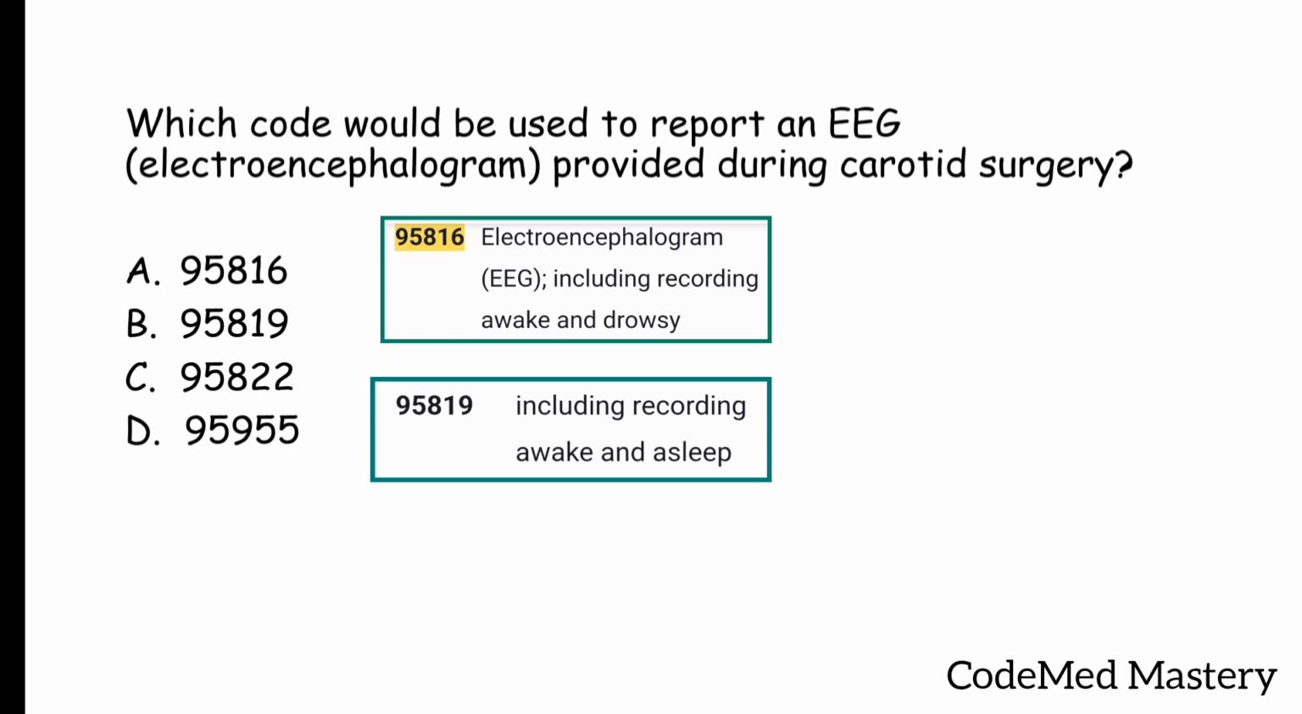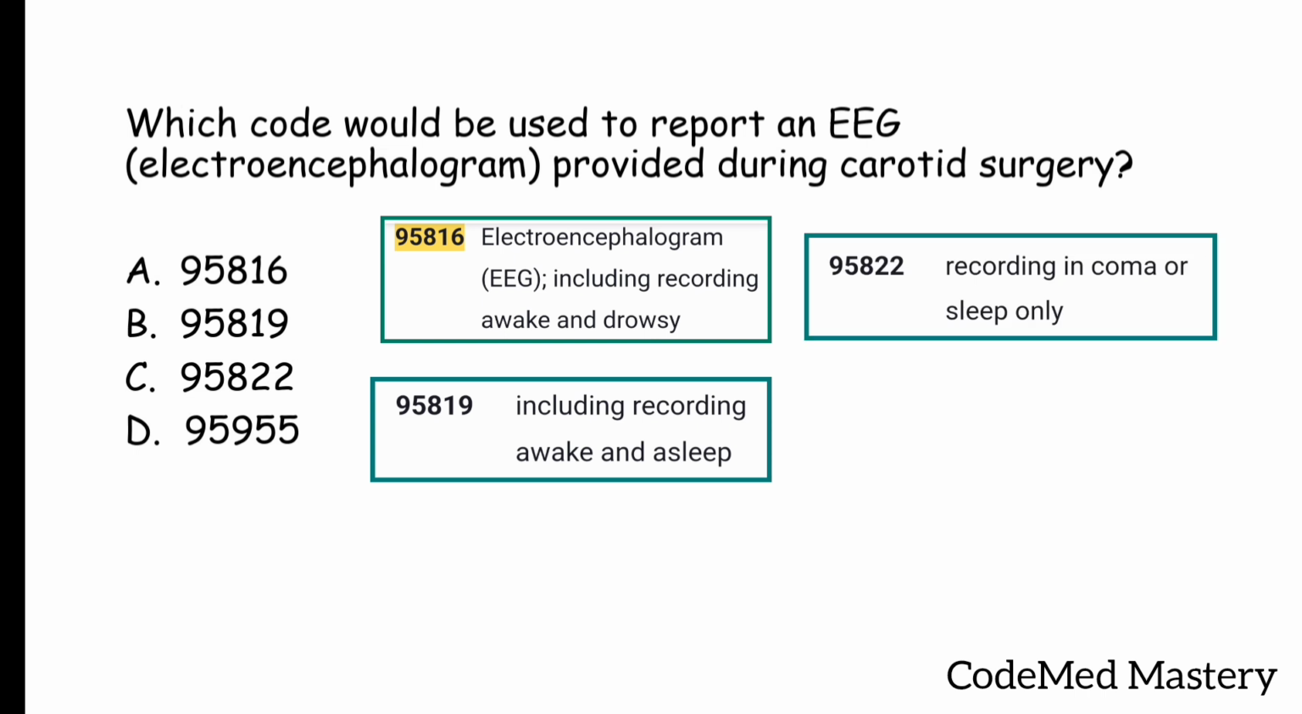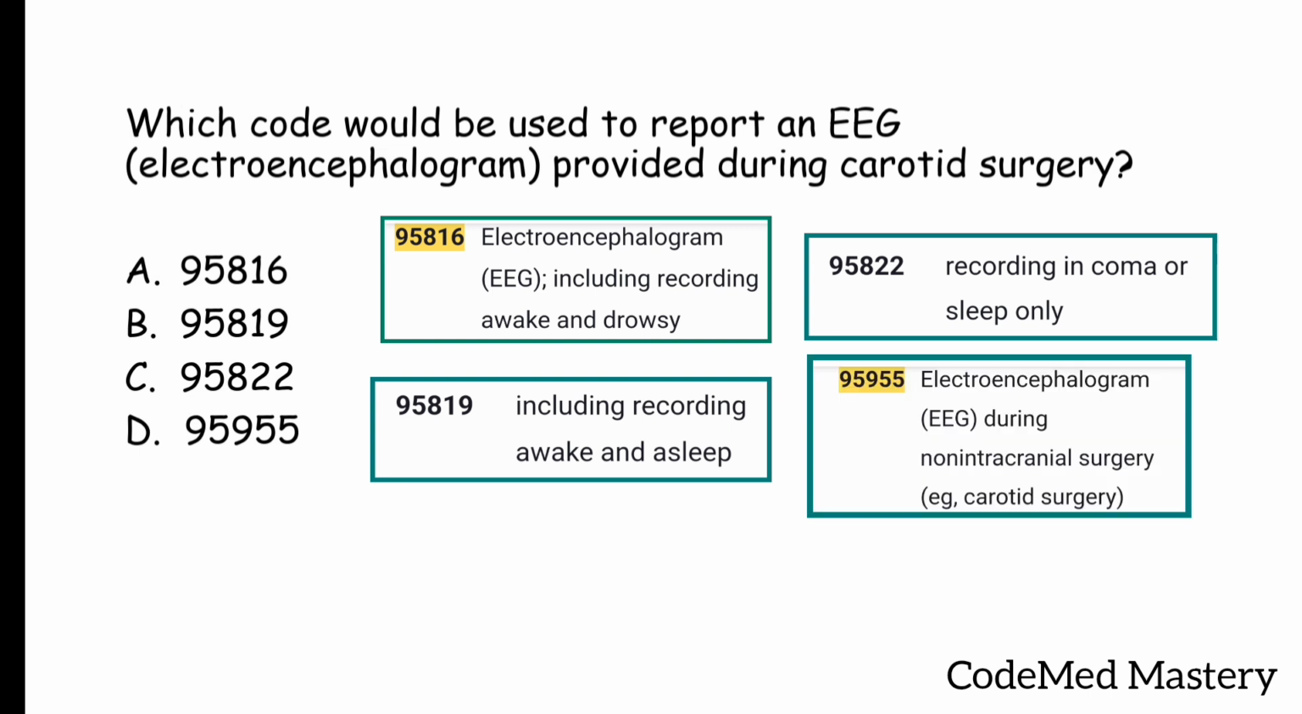Option C 95822 is for electroencephalogram recording in coma or sleep only, and option D 95955 is for electroencephalogram during non-intracranial surgery, for example, carotid surgery. So which among these four options is correct? It is very simple. The right answer is option D 95955 because it is for electroencephalogram during non-intracranial surgery, for example, carotid surgery. In the question also, we have to look at the main term, carotid surgery.